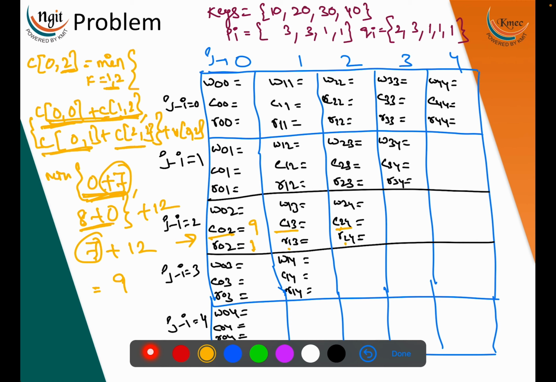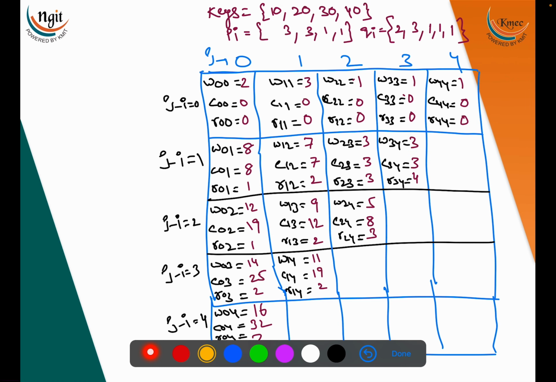Okay, and the next case is j minus i equal to 3. For this also you have to calculate. Now 3 in the sense what? Keys will be 1, 2, 3, so one more row will get added. Among these 3, whichever is minimum, that value you have to write over here. When j minus i is equal to 4, you will have 4 keys, so you should write 4. Among these 4, whichever is minimum, that you have to write. So finally, these are the values of weight, cost, and particular root key.